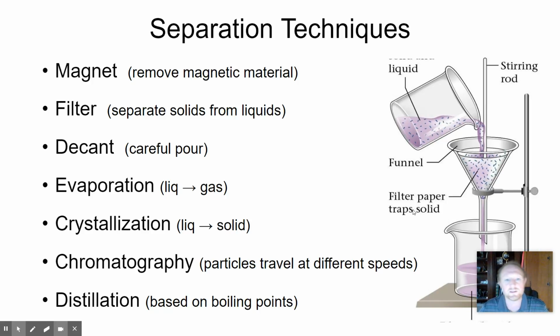This is a pretty good little summary slide, showing you the 7 different ways in which you can separate everything, from magnetics to remove magnetic materials through filtration, decant, evaporation, or crystallization, chromatography, and lastly, distillation. So let's take a look at a couple of these. I'll probably skip over magnetic, which, of course, if you have any metals, you can certainly remove those by magnetism. But let's take a look at some of these other separation techniques that you might be less familiar with.